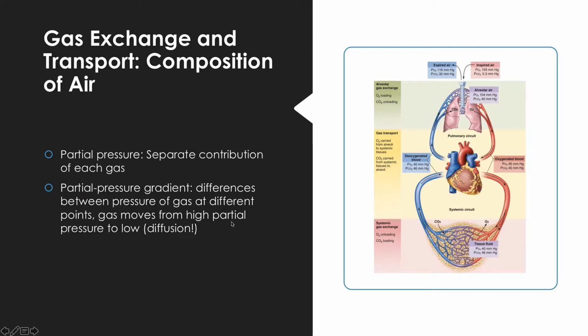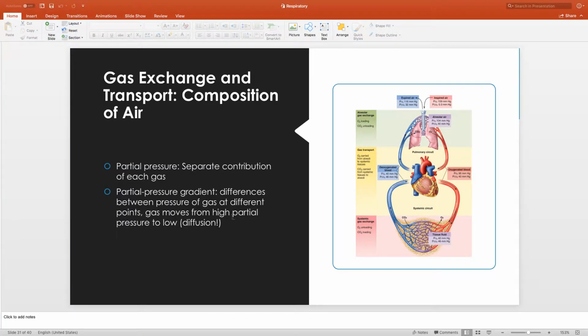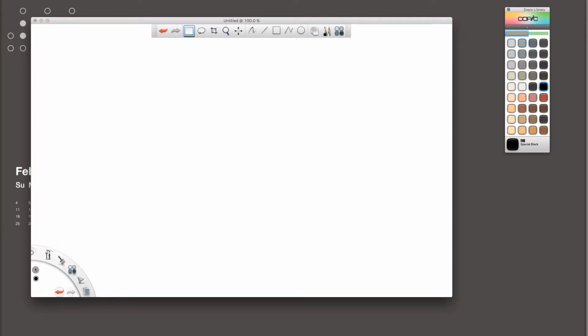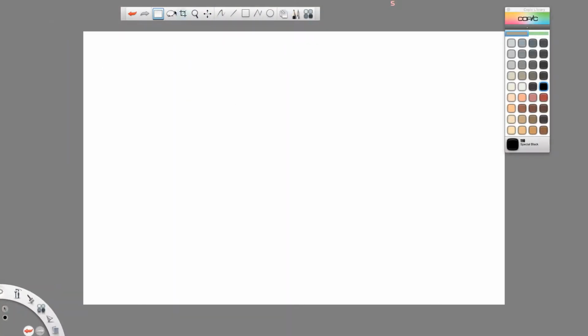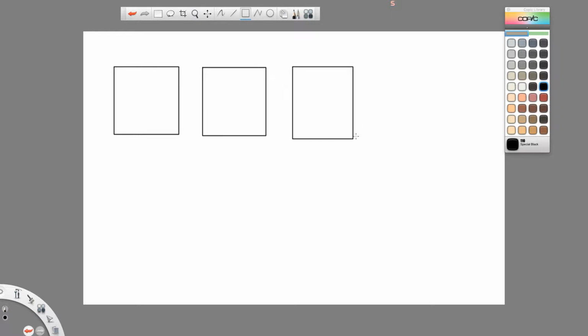So let's exit this program for just a minute, and I'll draw some things out for you using Autodesk. All right, so here we have Autodesk. Let's make that full screen, and I'm going to make some shapes. So here I'm going to make a square, and here I'm going to make another square, and here I'm going to make yet another square.